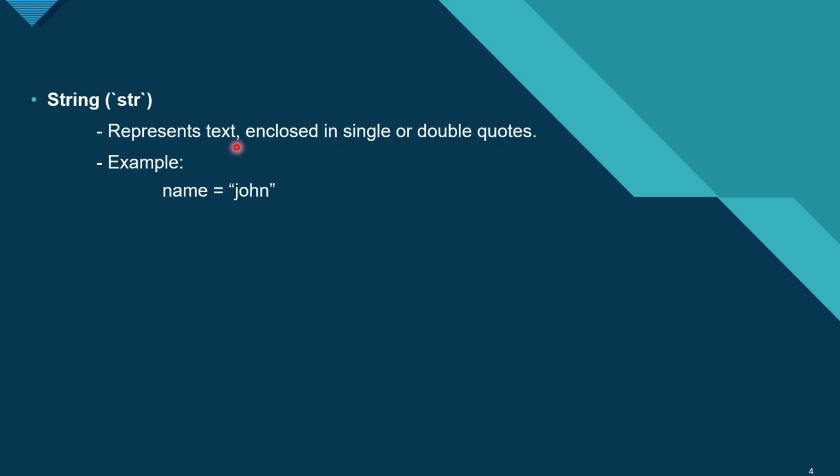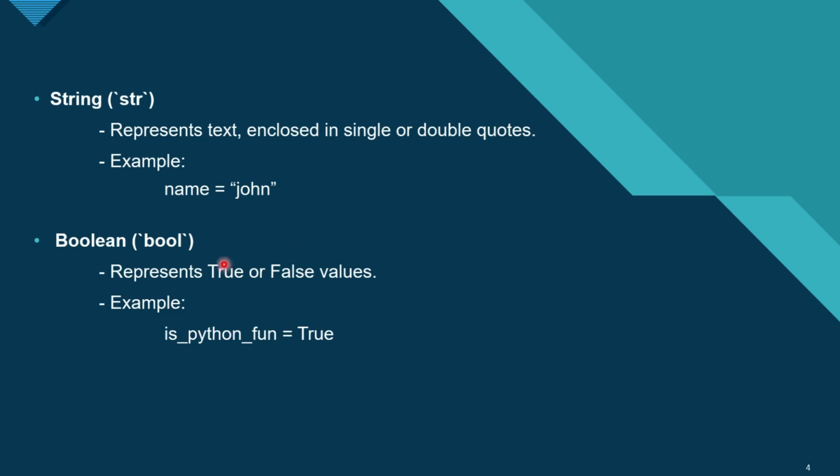String. String represents text enclosed in single or double quotations. In this example, name equal to "John". John is placed inside the double quotations. Name is a string data type. Boolean. Boolean represents true or false values. In this example, is_python_fun is a variable, True is a Boolean value.